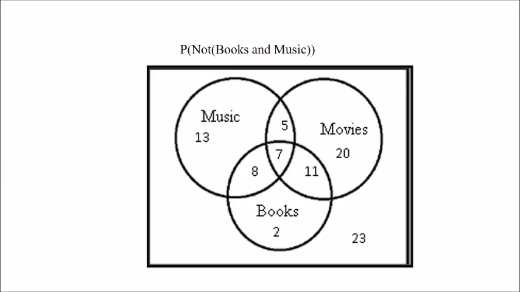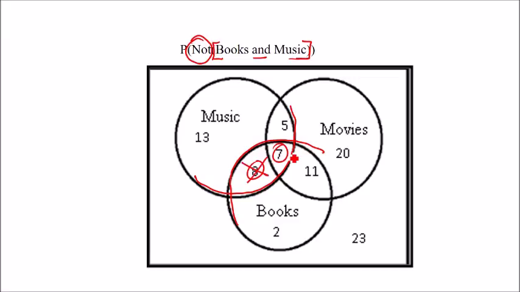And let's see, the probability of not books and music. So again, we've got that and statement, and we've got a not statement. Whenever you're dealing with a not, you're going to identify this part first. Books and music, again, is the intersection of these two circles right here. Books and music is the 8 and the 7. Now, with that and statement, we've identified 8 and 7. But throwing in the not means everybody but those people.